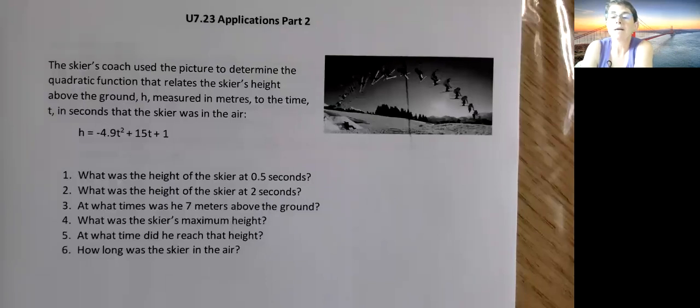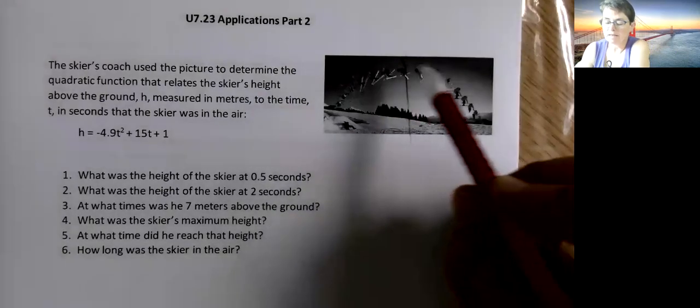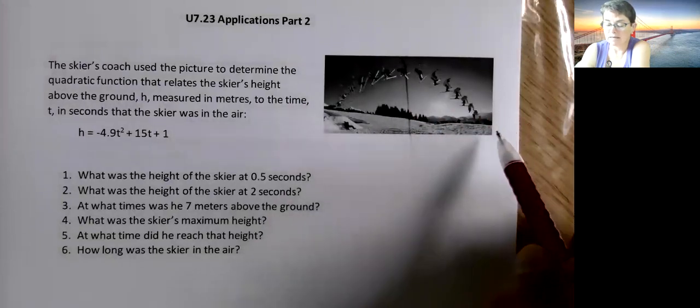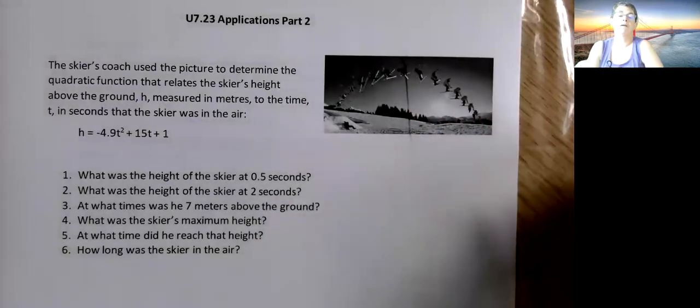One of the really common applications is some kind of jumping or any kind of thing that looks like an arc. This also works if you're shooting a cannonball out of a cannon or something like that. It'll always form that arc.